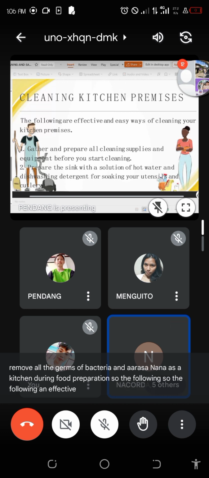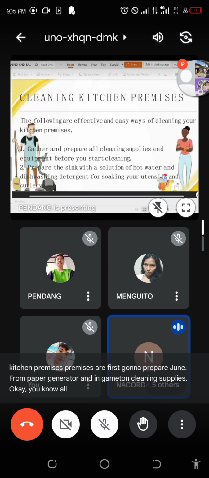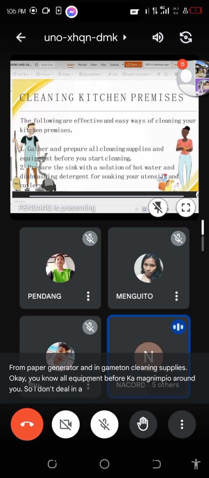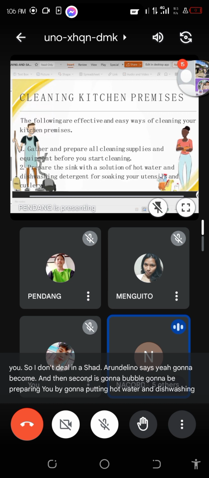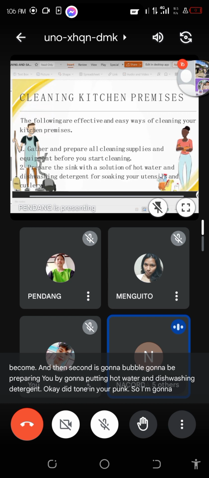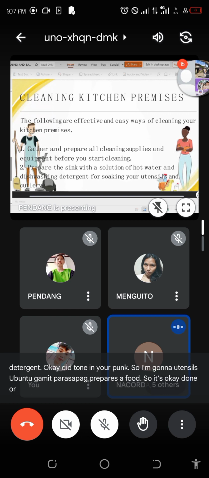So the following are effective and easy ways of cleaning your kitchen premises. First, i-prepare jud nimo daan ang imong gamiton nga cleaning supplies and equipment before ka maglimpyo aron dili na ka sige ug pangita kung mag-start na ka maglimpyo, aron dili na siya maka-usik sa oras. And then second is ang lababo, i-prepare na ninyo by pagbutang og hot water and dishwashing detergent kay dito ninyo ipangsuok ang inyong mga utensils ug uban pang gamit para sa pag-prepare sa food. So isuok siya aron dali ra makuha ang mga namilit nga kan-on sa plato o uban pa.